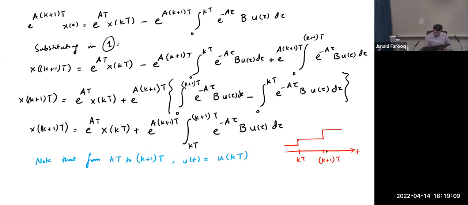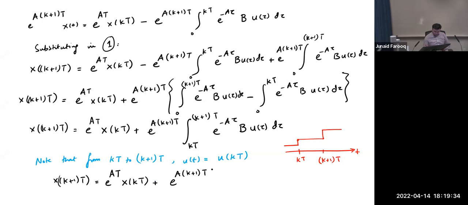That's interesting, which will make the integral easy to solve. So we will have x of (k plus 1) capital T equals e to the power A capital T x of kT plus e to the power A(k plus 1) capital T.